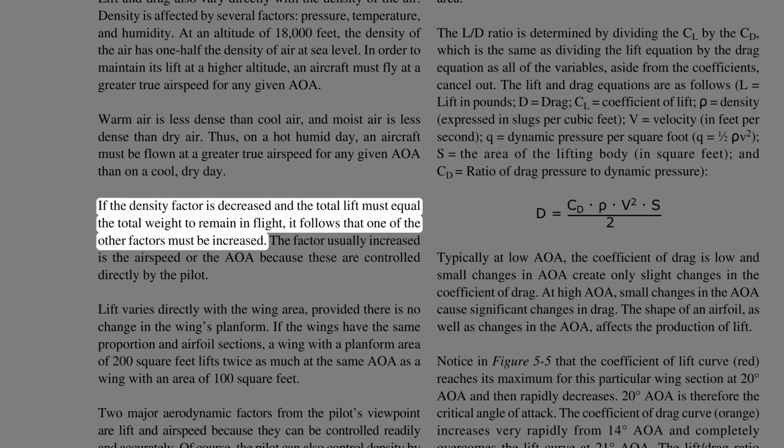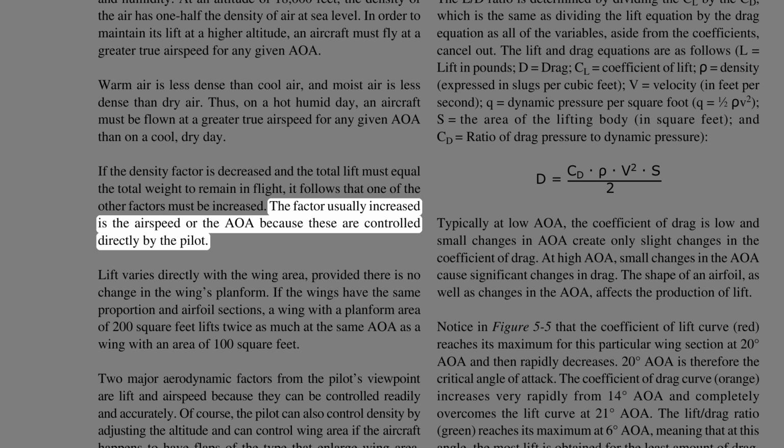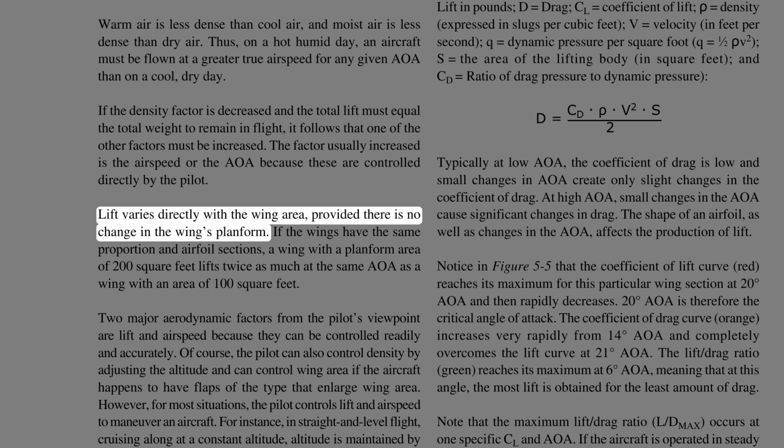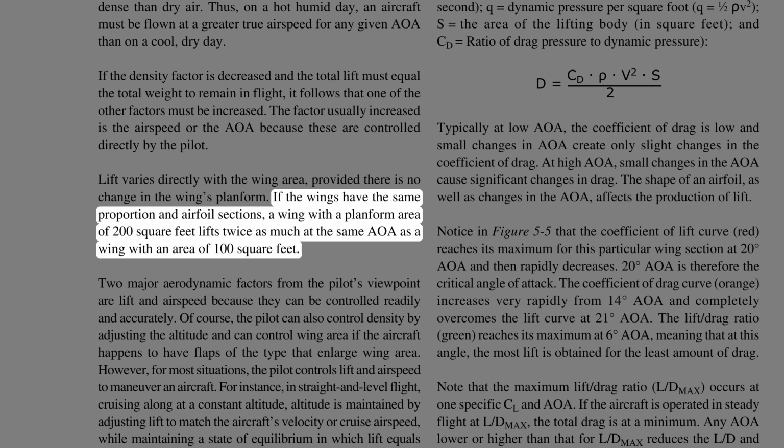If the density factor is decreased and the total lift must equal the total weight to remain in flight, it follows that one of the other factors must be increased. The factor usually increased is the airspeed or the AOA because these are controlled directly by the pilot. Lift varies directly with the wing area, provided there is no change in the wing's planform. If the wings have the same proportion in airfoil sections, a wing with a planform area of 200 square feet lifts twice as much at the same AOA as a wing with an area of 100 square feet.